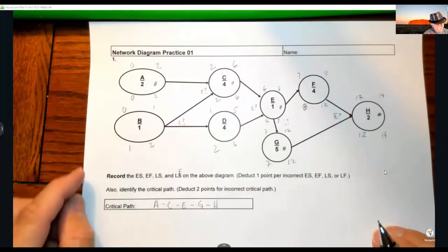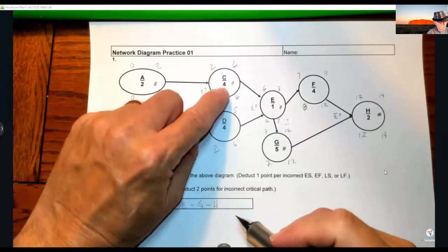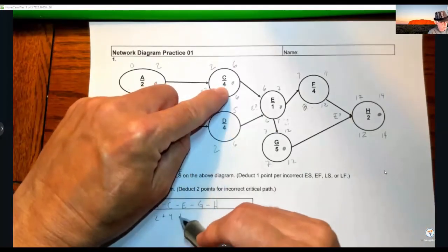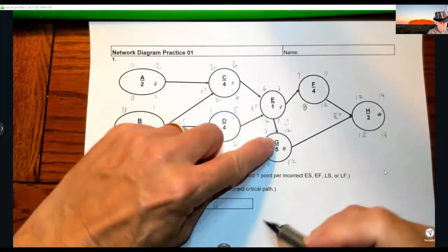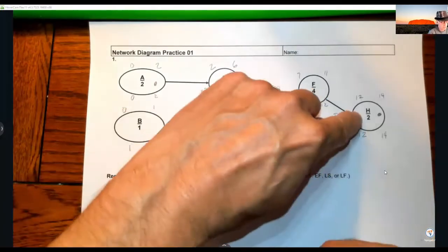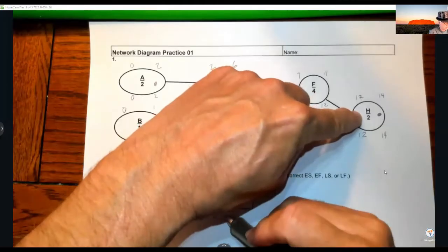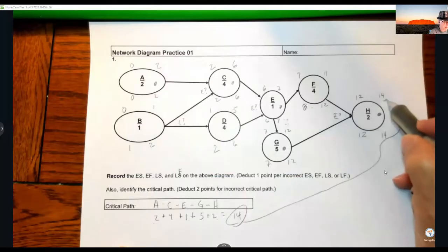So let's see. A, the time is 2. C, the time to do it is 4. E, the time to do it is 1. G, the time to do it is 5. H, the time to do it is 2. Let's see if this works out. 2, 4, 6, 2, 6, 7, 12, 14. That matches with this, so that's good.